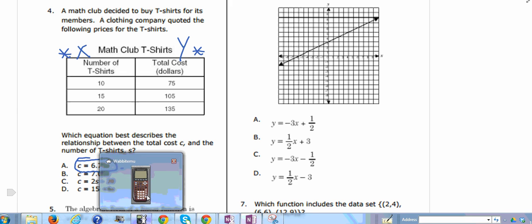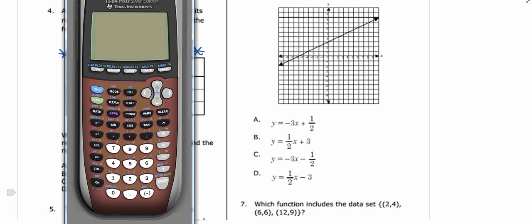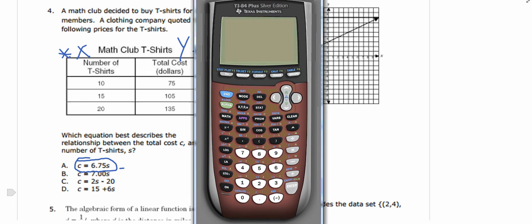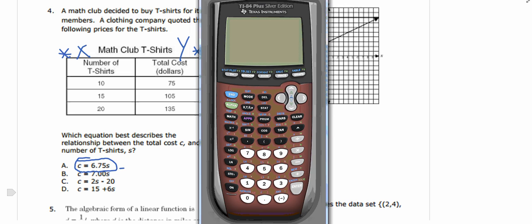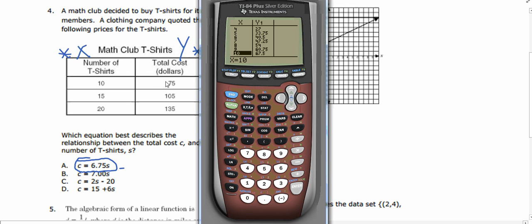So turn our calculator on, and let's type them in and see if we can find a match. I'm going to go to Y equals, clear out whatever I have, and type in 6.75x. I go to the table, go down to 10, and in 10 we have 67.5. That certainly doesn't match up with our 75 over here. So let's move on to answer choice B.